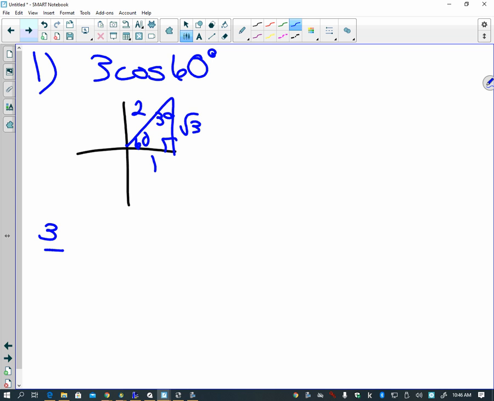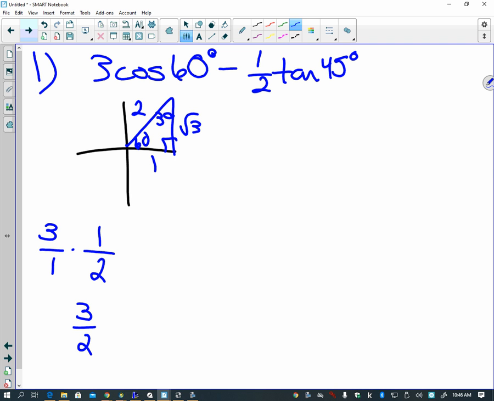So we have 3 over 1 times adjacent over hypotenuse of the reference angle. What is adjacent to 60 degrees? 1. What is hypotenuse? 2. So we need 3 over 1 times 1/2, which is going to give you 3 halves. Notice that they're not coming out to nice, neat whole numbers like before. As you keep going further, they're going to give you more complex answers. All right, minus 1/2 tangent 45.